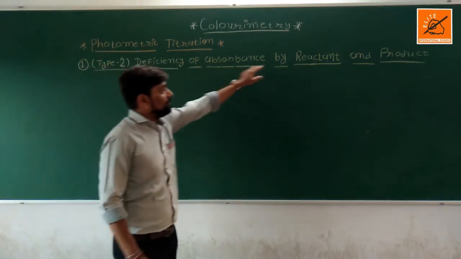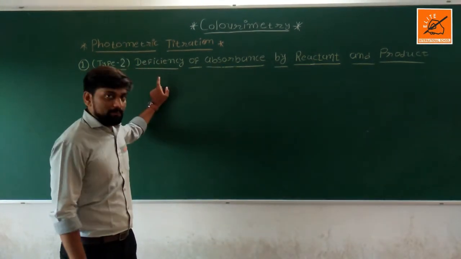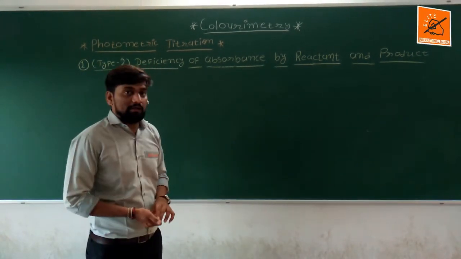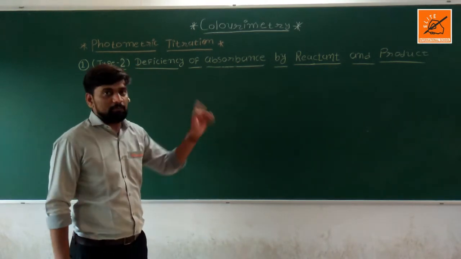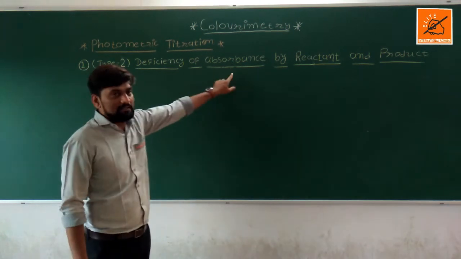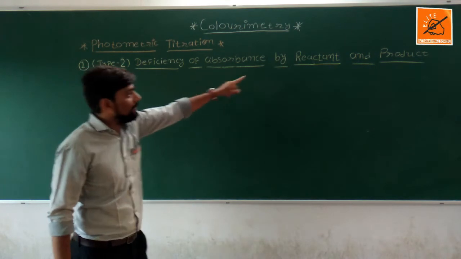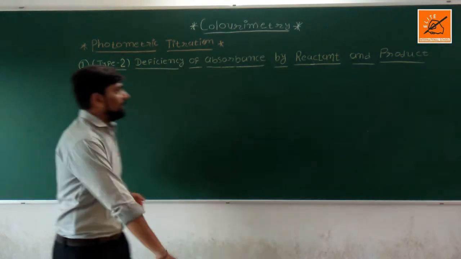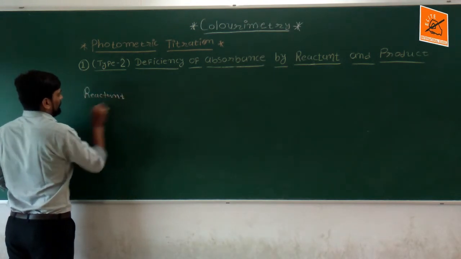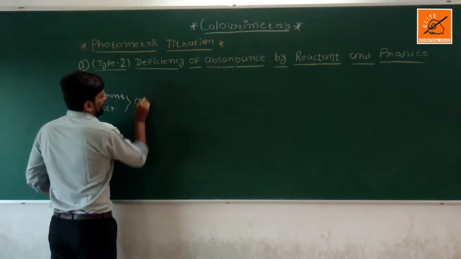When there is a deficiency of absorbance by the reactant and product, at that time the type 2 graph is obtained, when the reactant and product are colorless. So the reactant and product do not contribute to the absorbance value, because they are colorless. Light is not absorbed by them. That's why the absorbance value is low. So this reactant and product are both colorless.